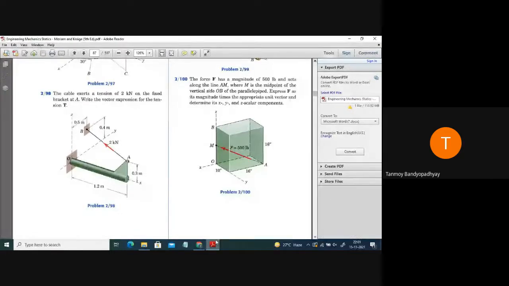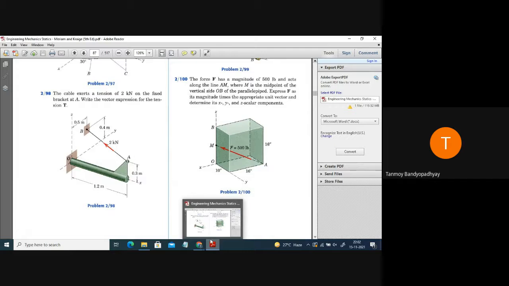So let's start with problem number 2100. You can see that there is a force with magnitude 500 pounds, and it acts on the line AM, where AM is the midpoint of the vertical side OB of the parallelepiped. So it's a comparatively easier problem. Still, let's do it: express F as its magnitude times the appropriate unit vector and determine the x, y and z scalar components. You just have to find out vector A for that one. The force is just embedded in a parallelepiped and then you have to complete the problem.